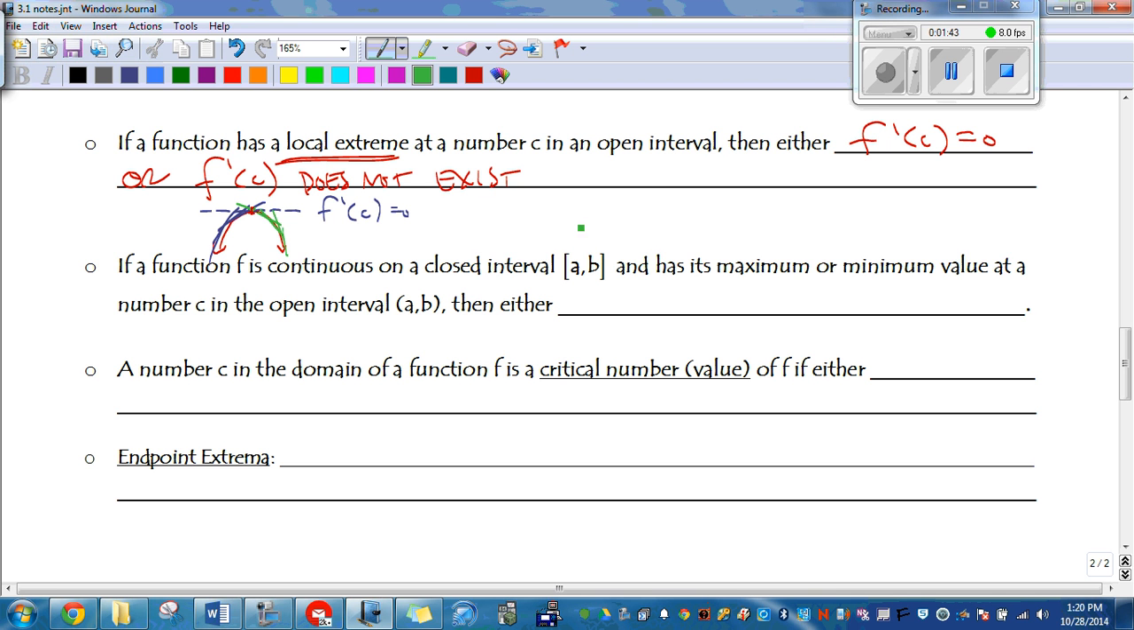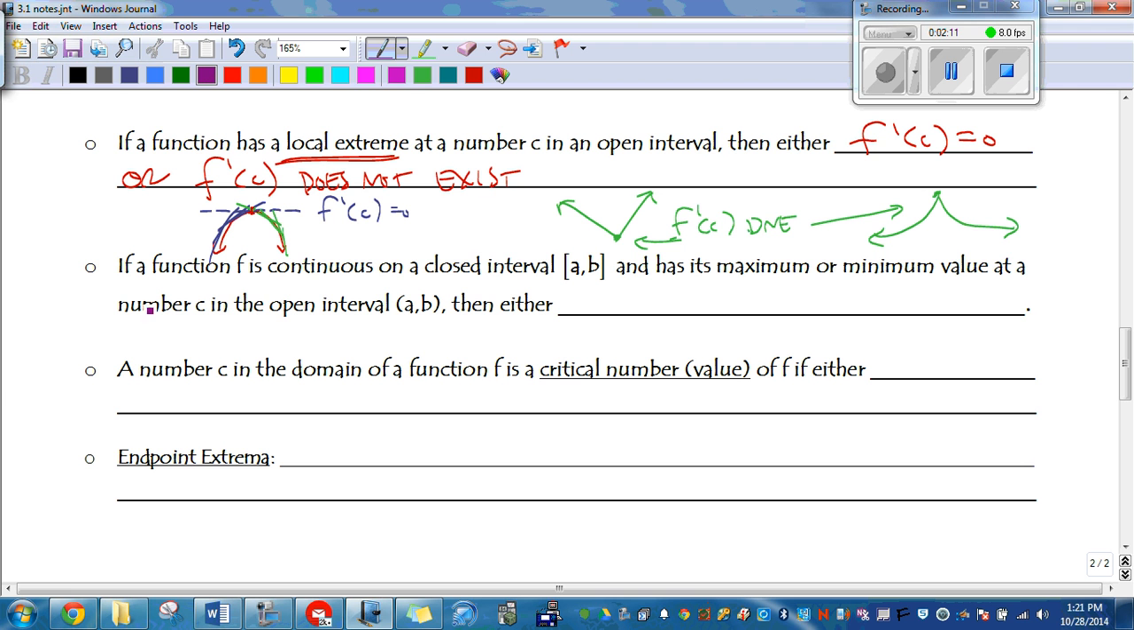Right, so it changes from positive to negative at this point, and that's 0. Or we could have, like I said, something like an absolute value, where left-hand derivative and right-hand derivative don't match, they're not the same, so right at this point, the derivative does not exist. Or something like a cusp. This is another scenario where the derivative does not exist at those points. But these are local maxes and mins.